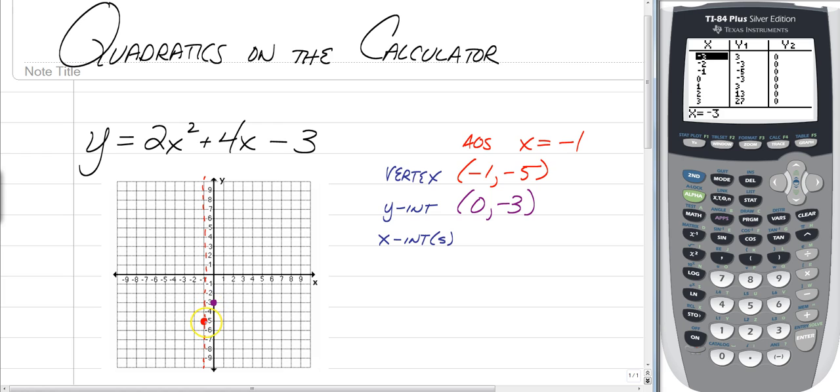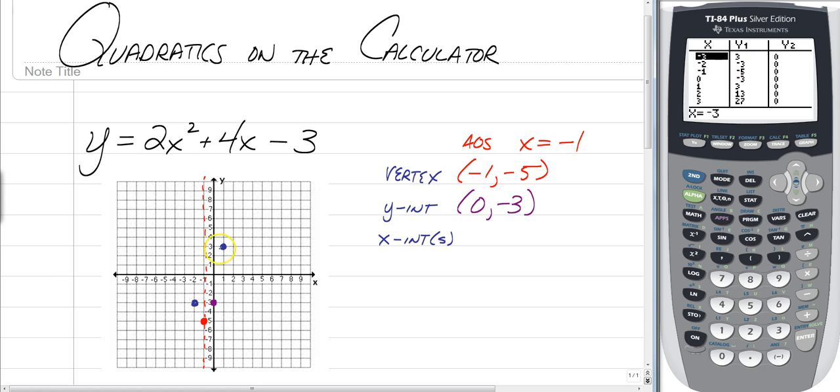So we've already done -1 and we've done 0. We could also graph 1, 3. And then once we get to 2, we know we're already off the page. But you can also go backwards, and of course you can use symmetry. We know that this point is 1 to the right of the axis of symmetry, so we should see -2, -3 pop up. And we do, -2, -3.